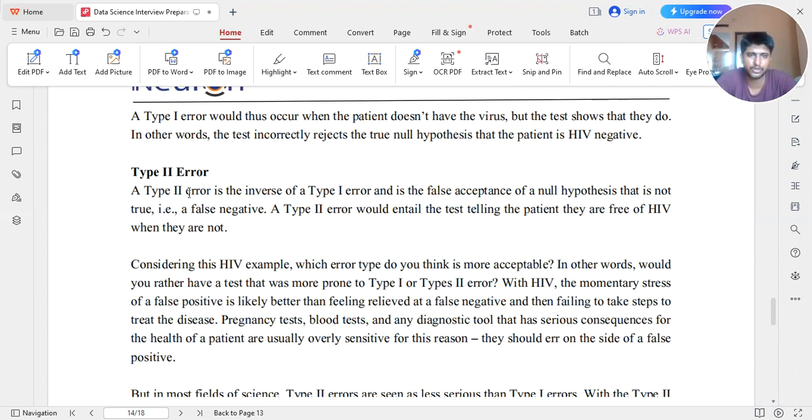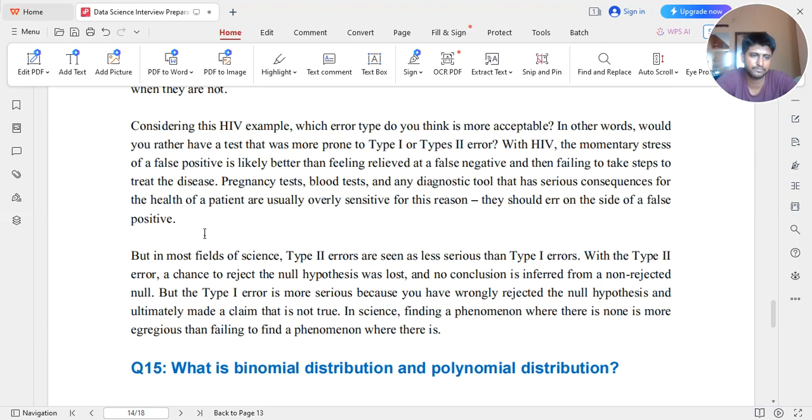Okay, so type 2 error is the false acceptance of a null hypothesis that is not true, a false negative. A type 2 error would entail telling a patient they are free of HIV when they are not.